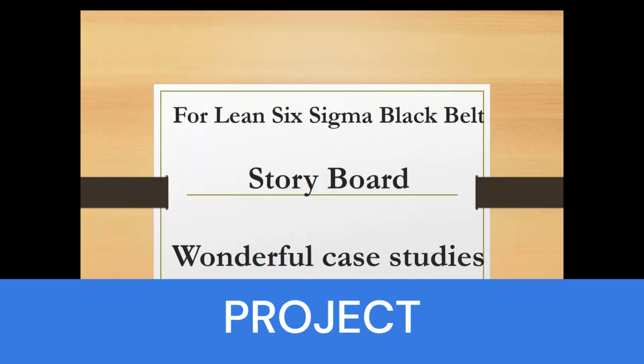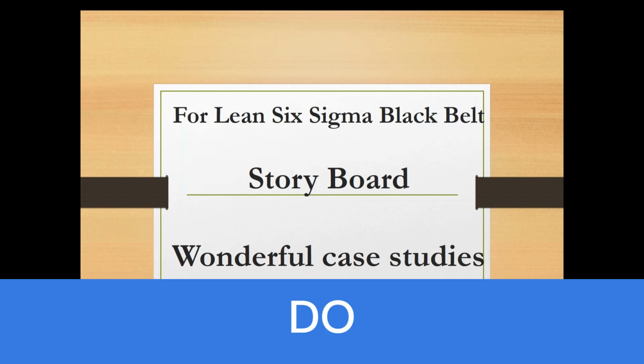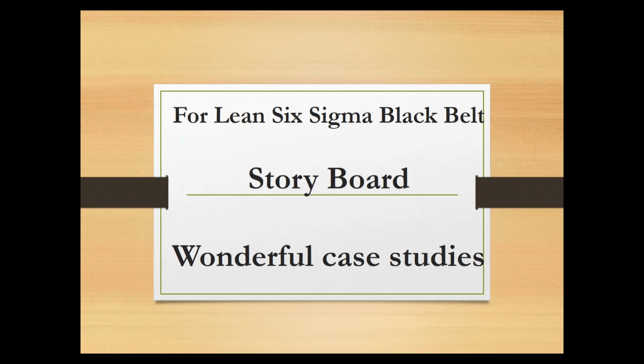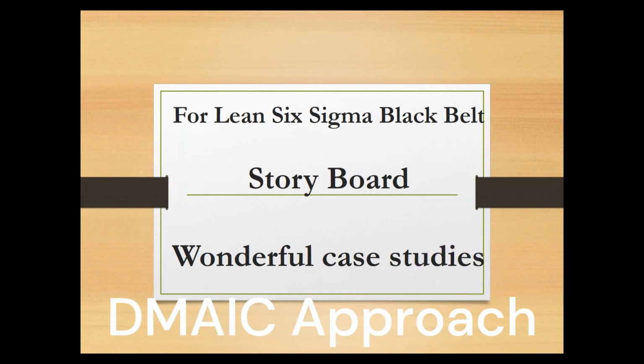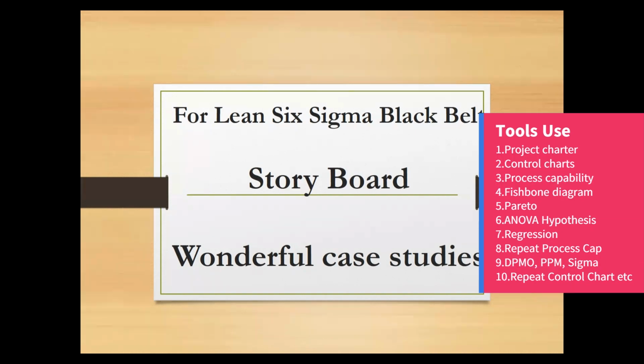We are going to discuss a wonderful case study, and this will be a great storyboard for you. This is specially designed for Lean Six Sigma black belt professionals or green belts. You will get a complete idea of the DMAIC approach: define, measure, analyze, improve, and control. Here and there, I will also be talking about do's and don'ts and why a particular thing has been done that way.